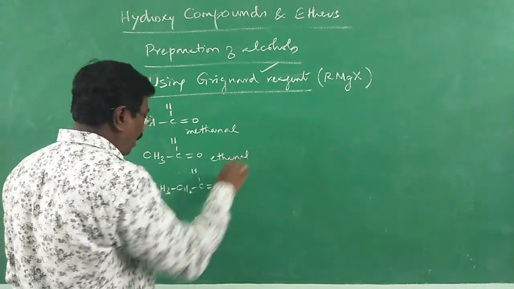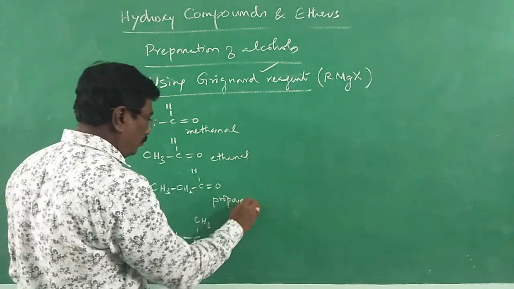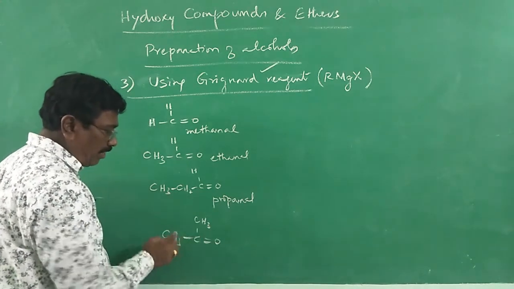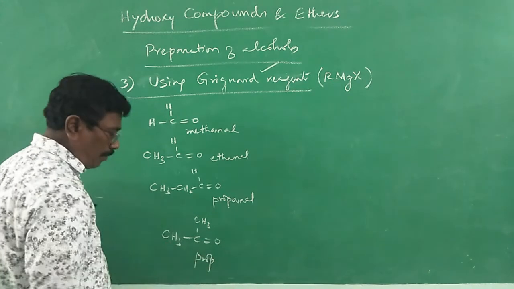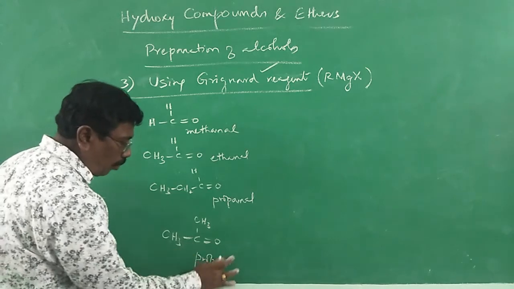I give only IUPAC names. Methane, propanone. It is a ketone. The carbonyl group has alkyl groups at both sides. It is propanone. With 3 carbon atoms, propane. But a ketone is present instead of 2 hydrogens, therefore propanone.